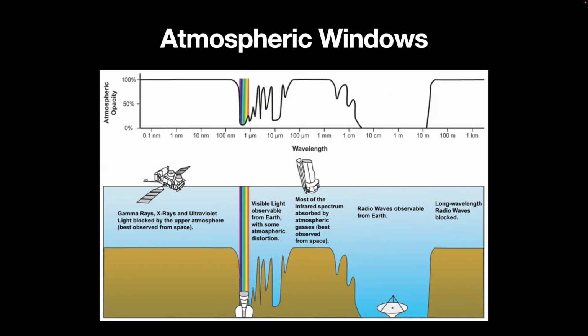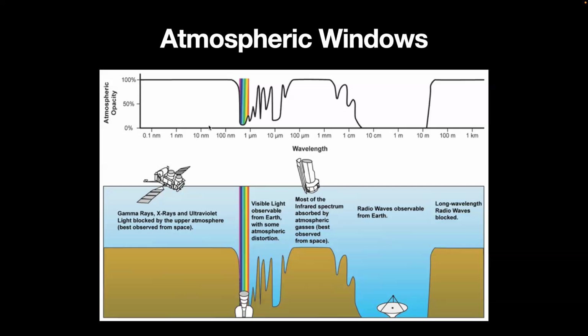And one of the biggest problems that we have in astronomy is that Earth's atmosphere is only transparent to a limited range of wavelengths. Really just the visible, a little bit of the UV and the radio. So this is what we call atmospheric opacity, basically how transparent is the atmosphere to different wavelengths of light. 100% means 100% blockage, like we are not observing in these wavelengths from the ground.